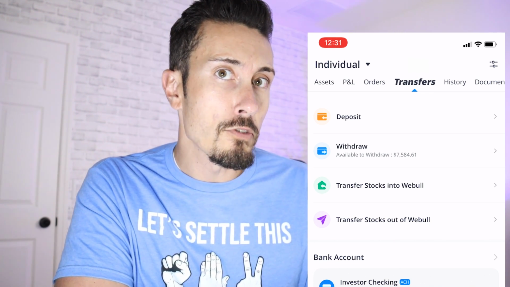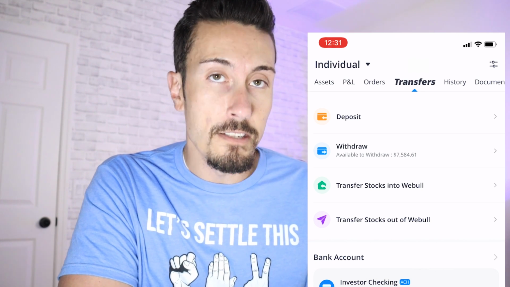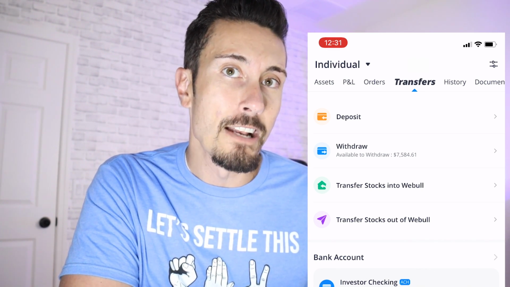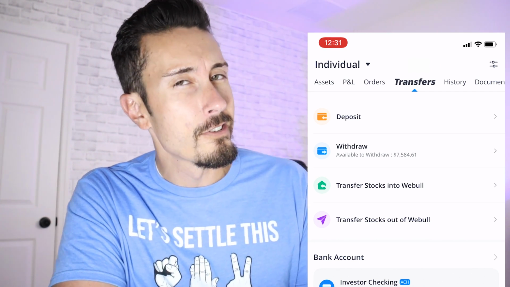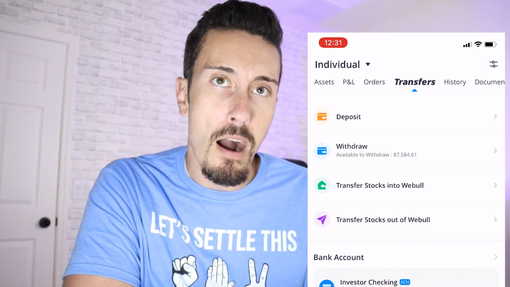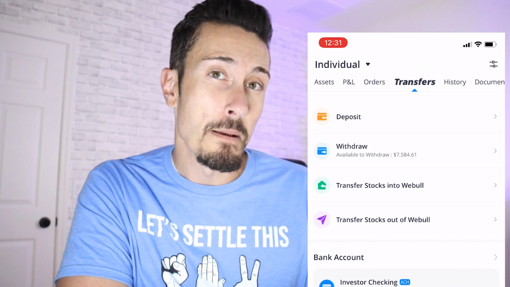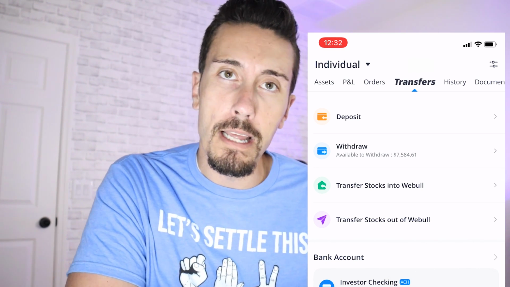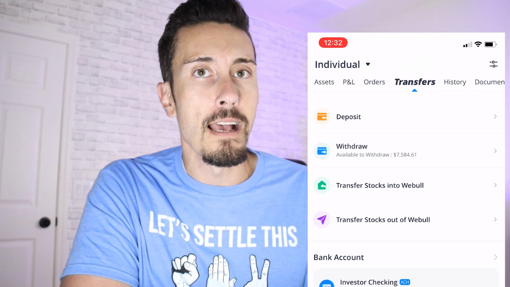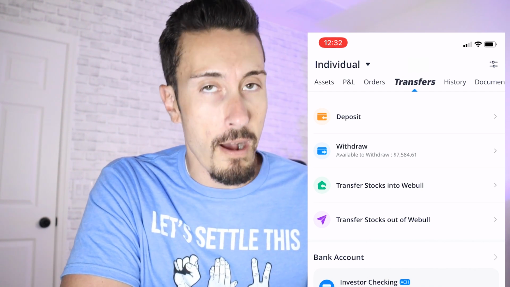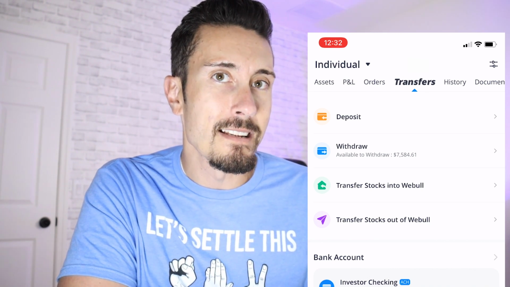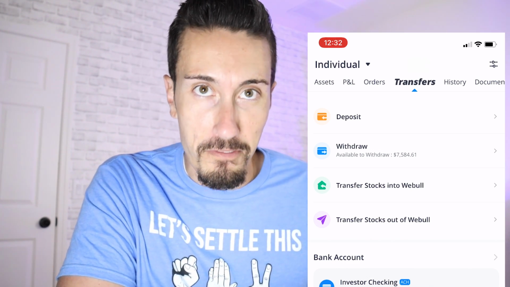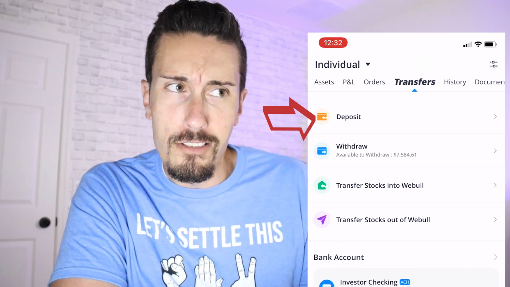Keep in mind that if you do transfer stocks in or out of Webull into or from another brokerage account, sometimes those brokerage accounts can charge you for that transfer. So just something to keep in mind so you don't get bogged down with additional fees. But the best part is depositing and withdrawing is free as long as you link up your bank account and choose ACH withdraw or deposit. The reason you want to do that is because ACH withdraw and deposit is free. You don't want to pay unnecessary fees. I hate fees, so should you.